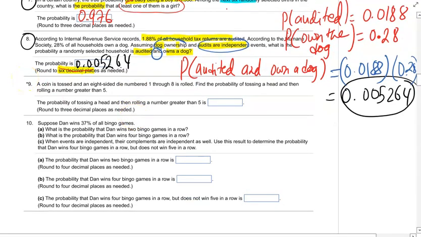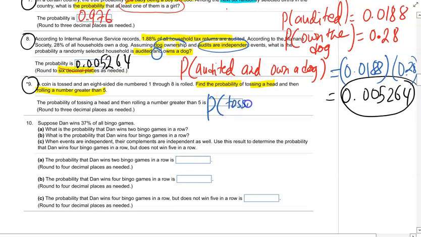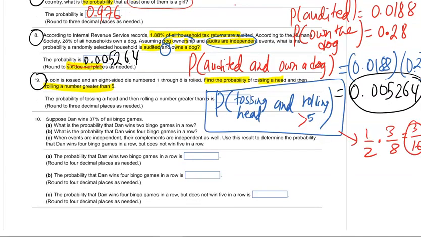Question number 9 is similar to question number 8, therefore I'm not going to do that. Just want to read it for you. Find the probability of tossing a head and then rolling a number greater than 5. Here we're looking for the probability of tossing a head and rolling a number greater than 5.